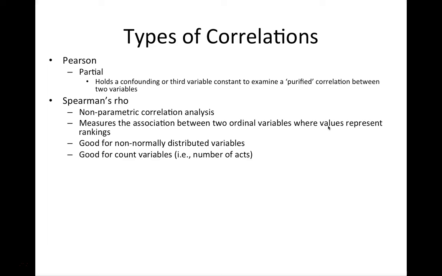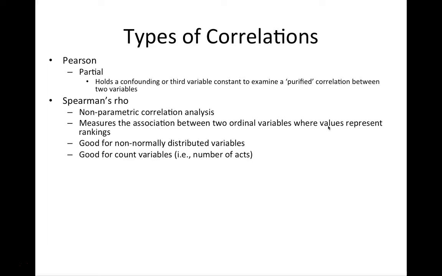Spearman's rho is actually a non-parametric correlation analysis. So this is a correlation analysis that we would use if our variables are not normally distributed. It can also measure the association between two ordinal variables, where the values on each variable represent rankings, like income perhaps, or education level. Some people ask you to report partner number in an ordinal fashion, such that those rankings represent higher numbers of partners. So these are good for non-normally distributed variables.